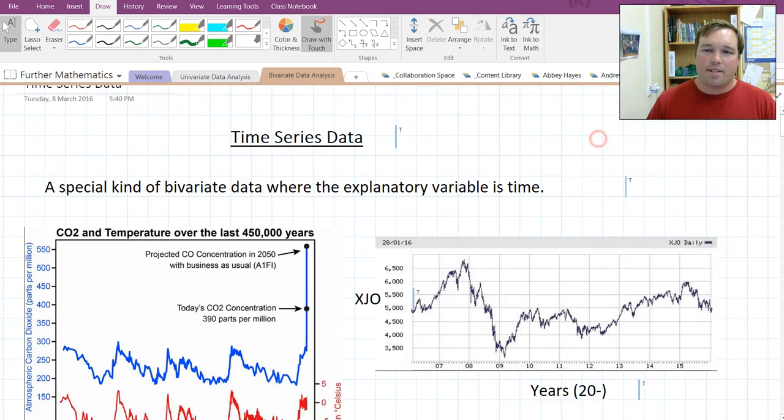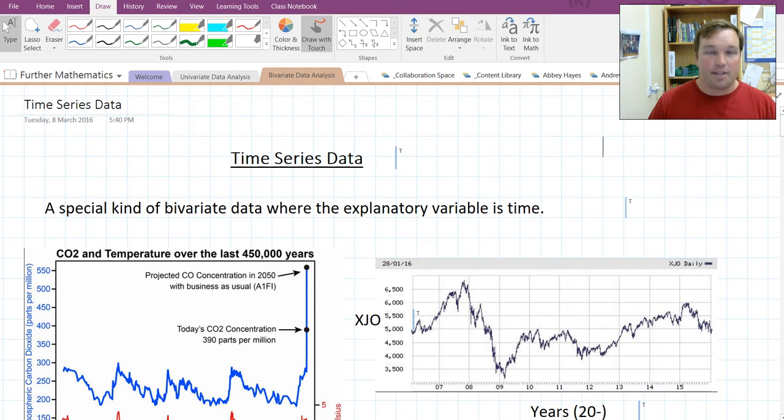Today we're going to look at time series data. Now, this is just a brief overview to do with some terminology of time series data as well as introducing what it actually is, and then the next three videos go through specific processes you need to know that are associated with it. So, time series data is a special type of bivariate data where the explanatory variable is time.